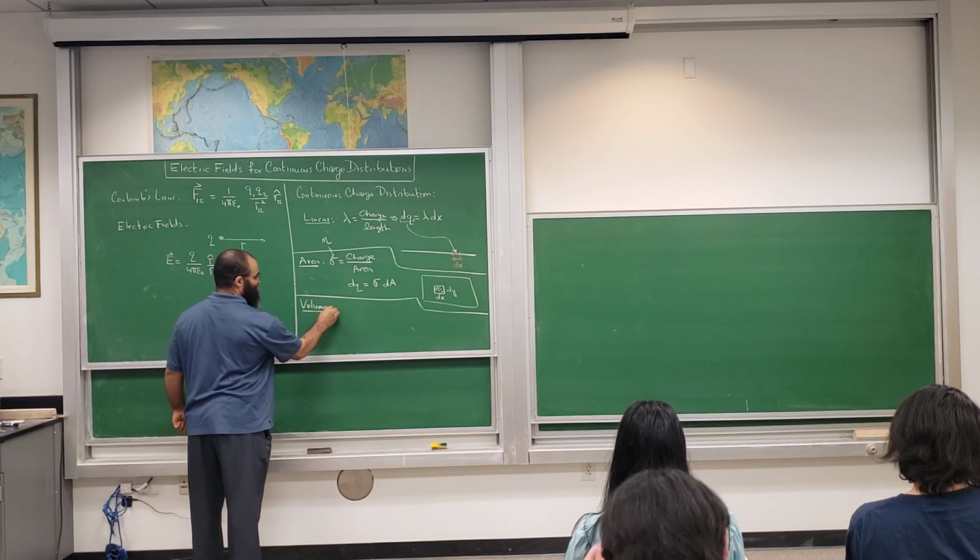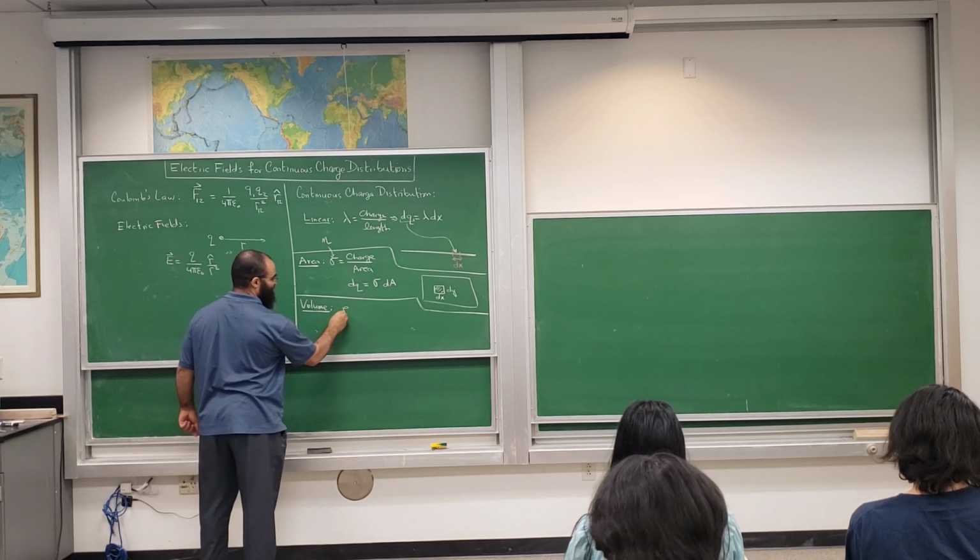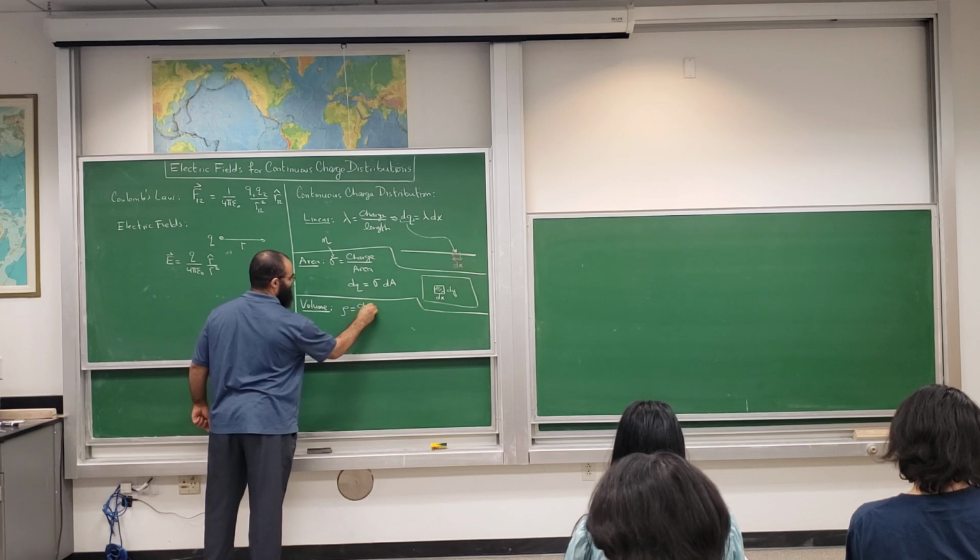So volume charge distribution. This one tends to be uniform between all the books. It has the simple rho, and it is charge over volume.